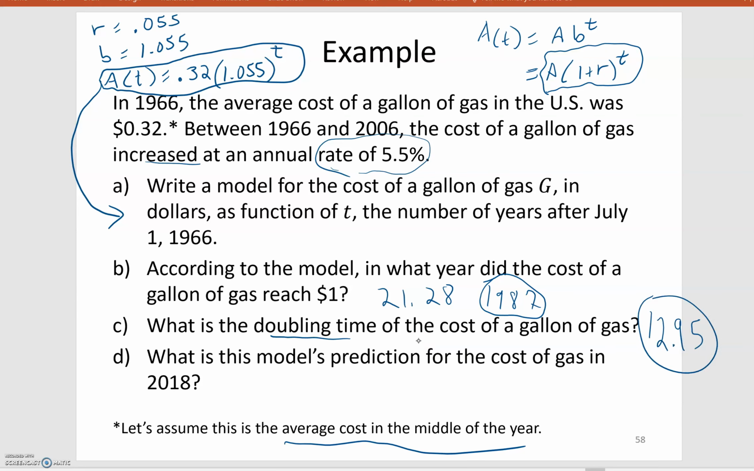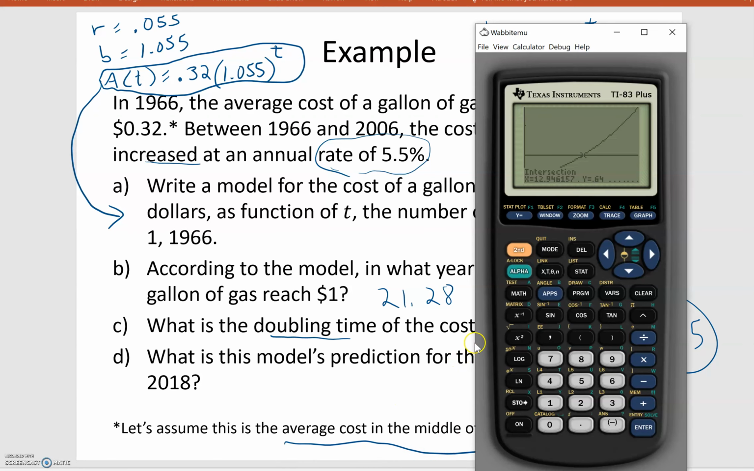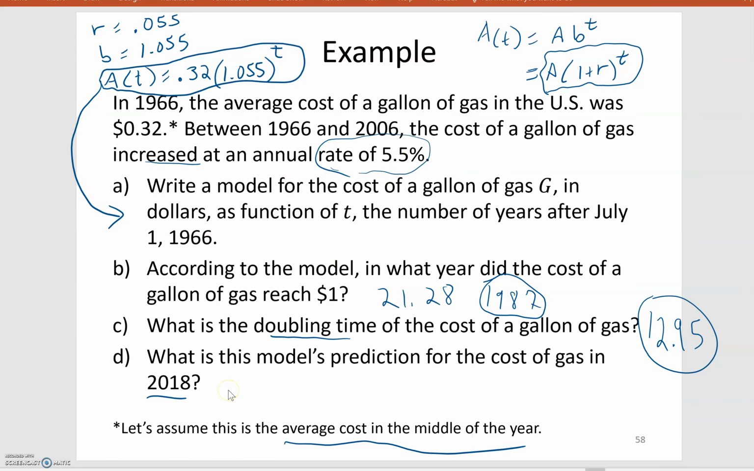So every 12.95 years we double. Now I don't need to convert that to a year because the doubling time is an amount of time. It's not a calendar year question. And finally, part D, what is this model's prediction for the cost of gas in 2018? Note also that 2018 is an extrapolation, because 2018 is outside of the data set.